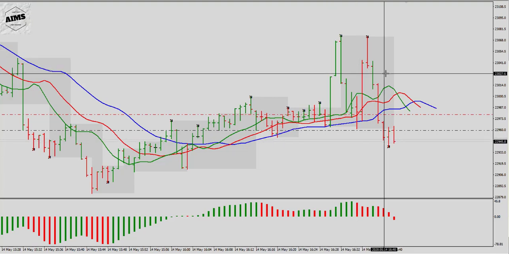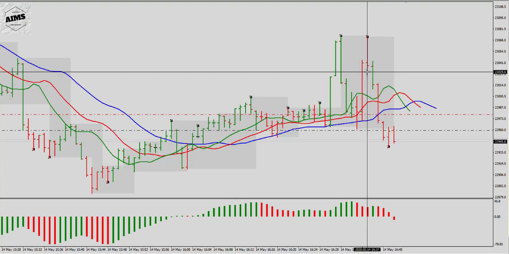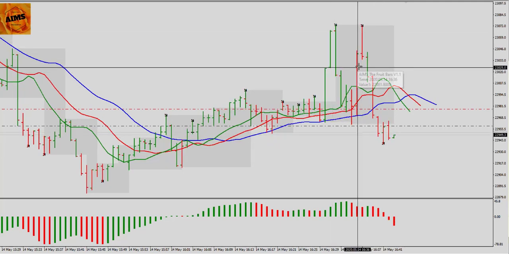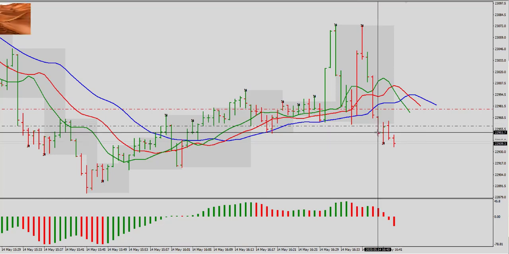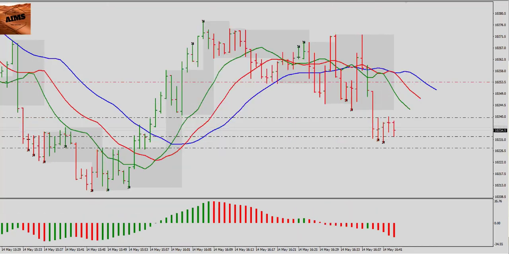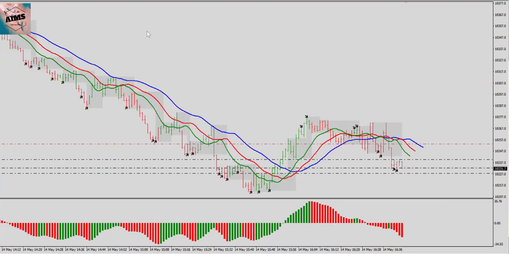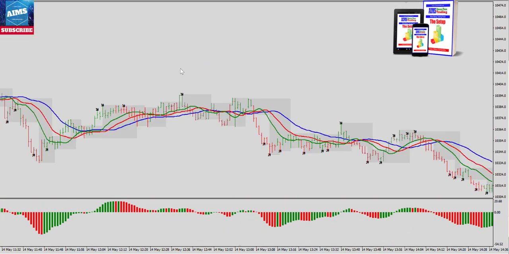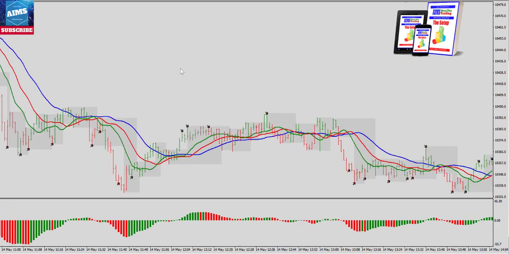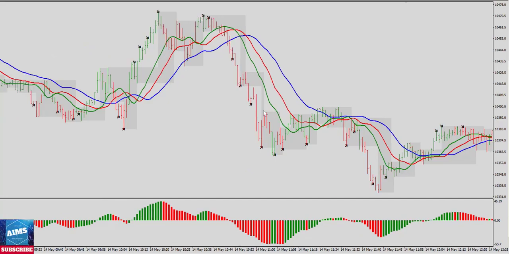I'm just looking at this and I wondered if I was looking at it on the M1, I probably would have taken my first entry here, added on here and added on here. So I fancied using the fruit template a little bit. It is a very beautiful strategy, but most of the people can't stick to the rules.